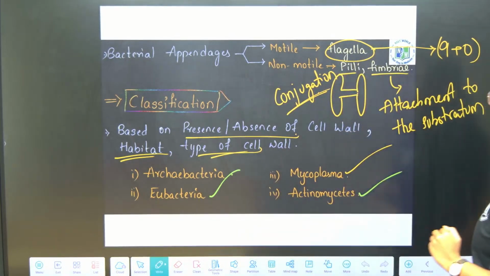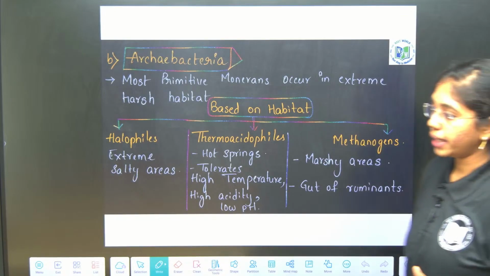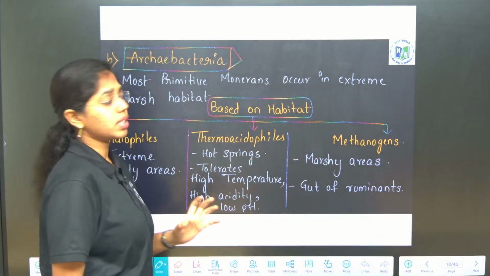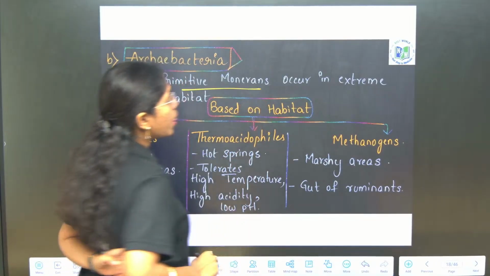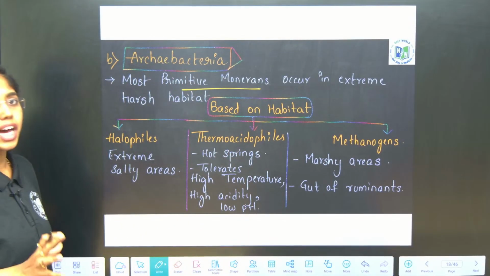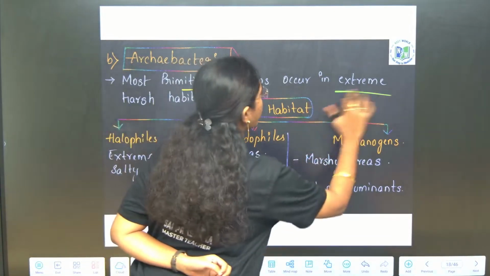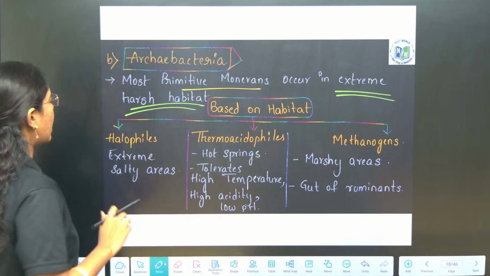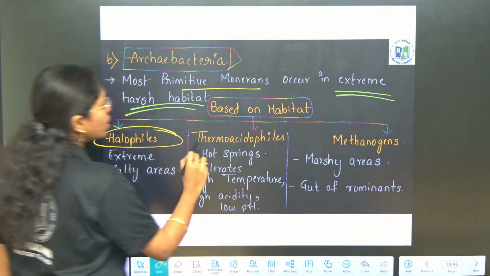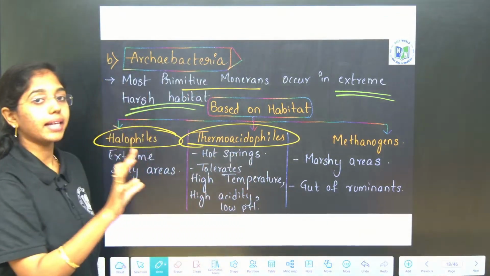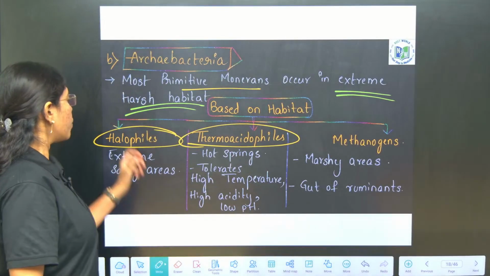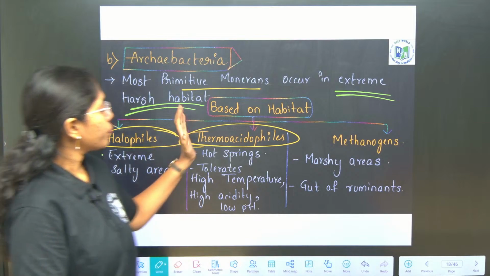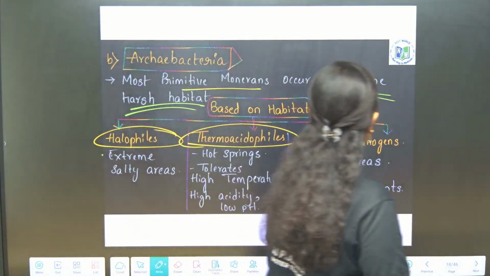First is Archaebacteria. Archaebacteria are the most primitive monerans. They occur in extreme harsh habitats. Based on the habitat that Archaebacteria live in, we have 3 classes again. One is halophils, thermoacidophils and methanogens.